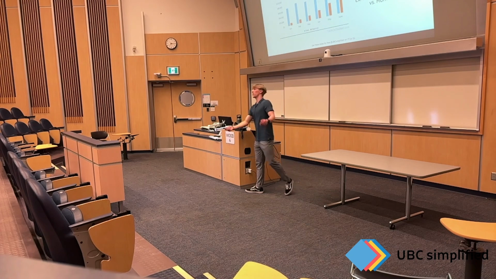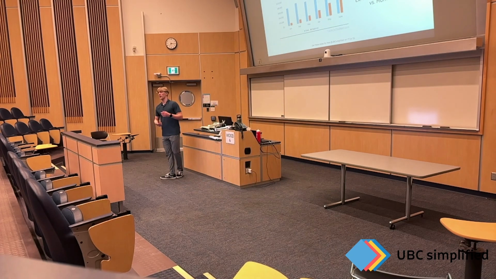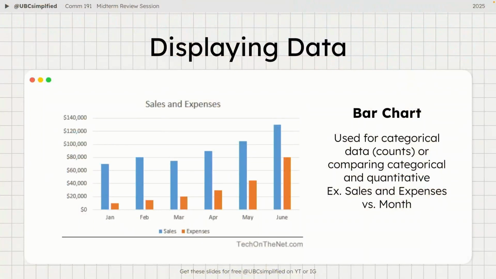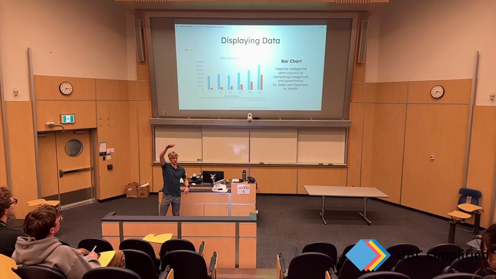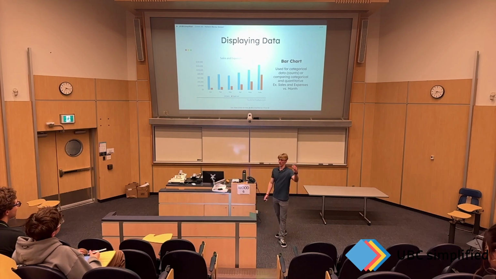Okay, displaying data: bar chart. This is for categorical data, or it can also be used for categorical and quantitative data, so comparing it. Key things to keep in mind, there are spaces, and that's pretty much it. You can graph it in Excel. Keep in mind where you're starting, so you're not misleading people by extending the differences between the charts. But yeah, it's mainly used for categorical data. Sometimes your y-axis can be a bit different.